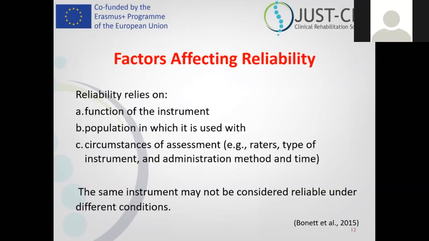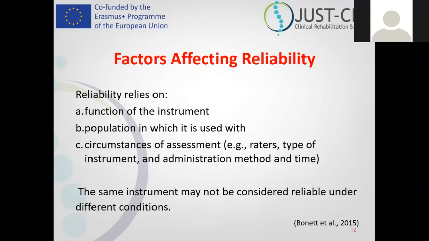There are three factors that affect reliability, which include the function or the purpose of the instrument itself, the population among which the instrument is used to assess, and the circumstances of assessment. If these factors change for some reason, then the instrument might not be reliable anymore. For example, if we test reliability for an instrument on individuals with stroke, and this outcome measure proves to be reliable, then that's excellent.